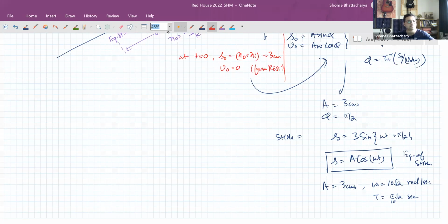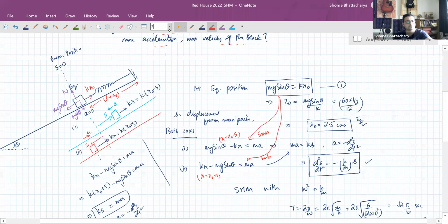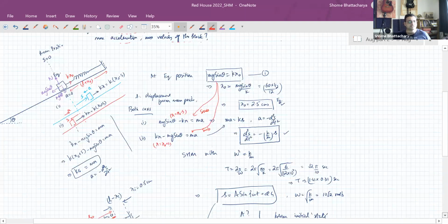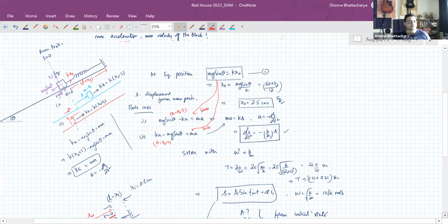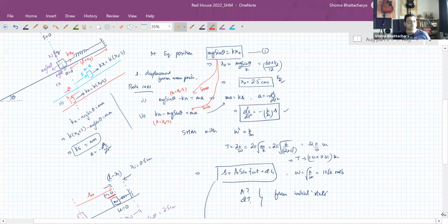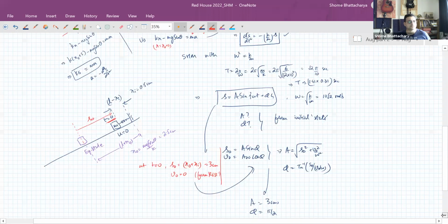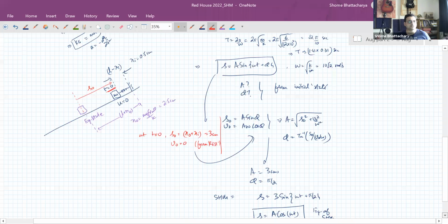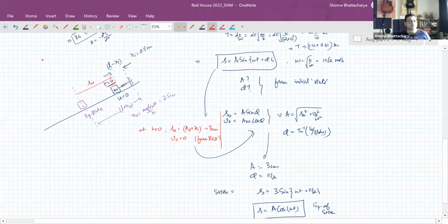So I'm just going to minimize this a little more so you can just go through this. So it's very important to understand the initial state, from which we can understand the amplitude and the phase constant. So this part is very important: amplitude and phase constant from the initial state of the system.